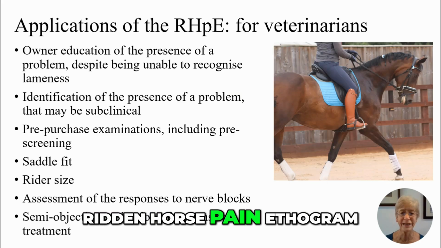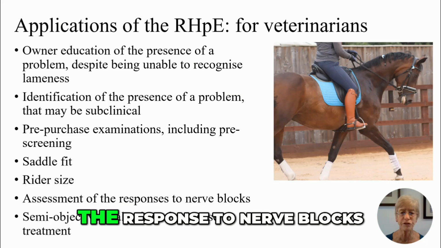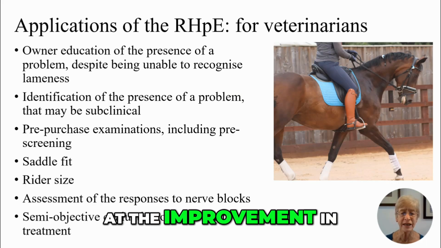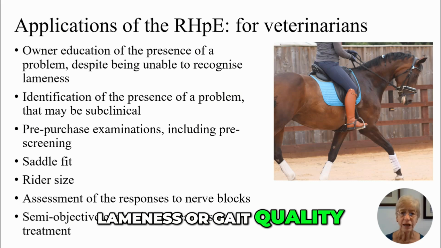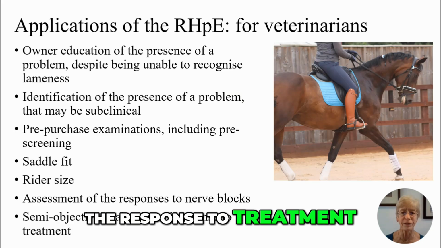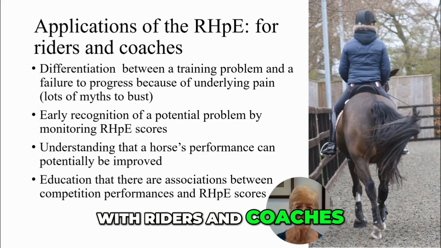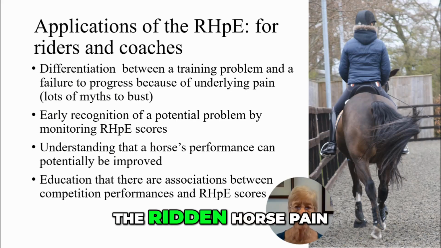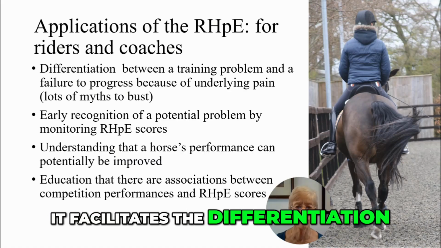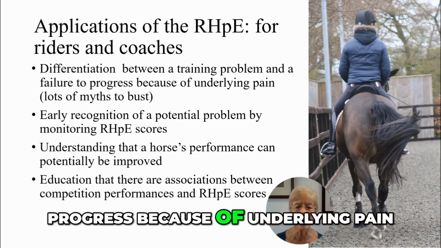The use of the ridden horse pain ethogram provides us with an additional way of assessing the response to nerve blocks, in addition to looking at the improvement in lameness or gait quality. It also provides a semi-objective means of evaluating the response to treatment. We can also discuss with riders and coaches the potential value of the ridden horse pain ethogram score for them. It facilitates the differentiation between a training problem and a failure to progress because of underlying pain.